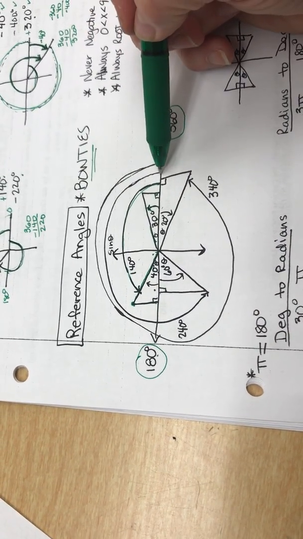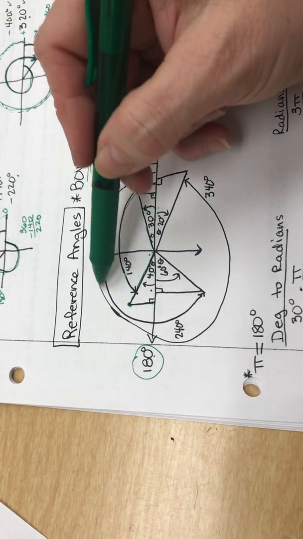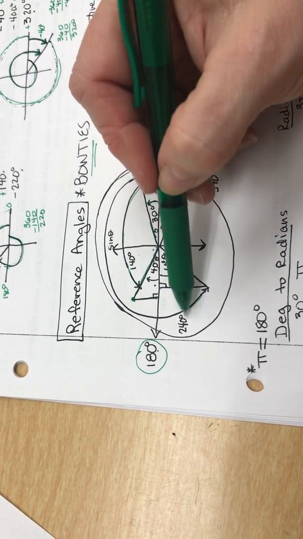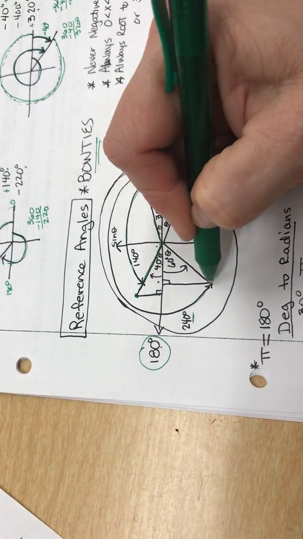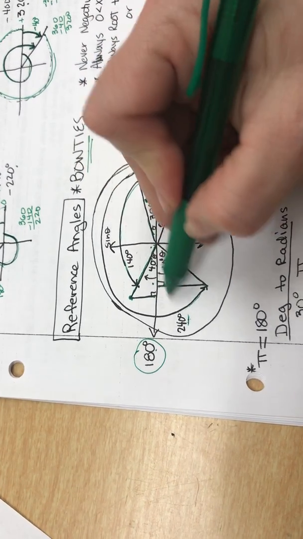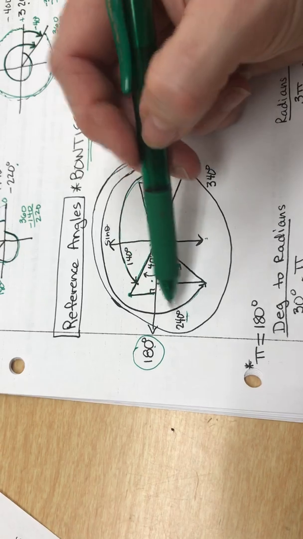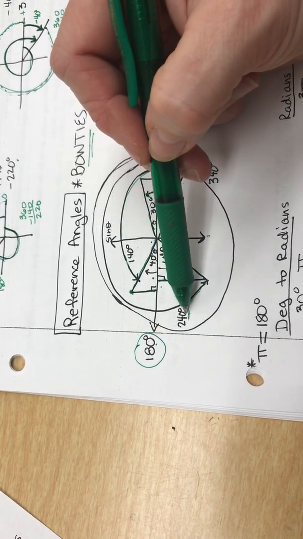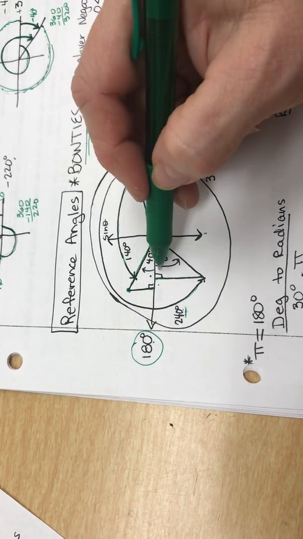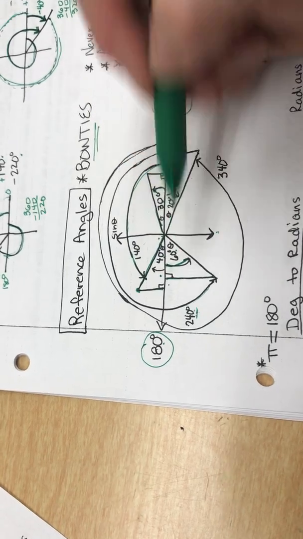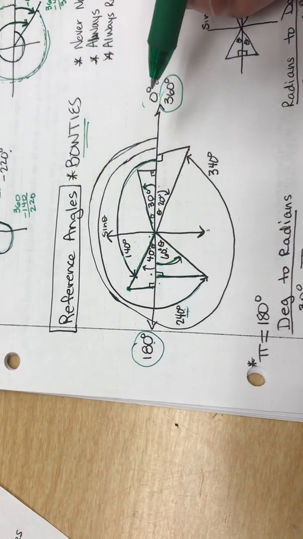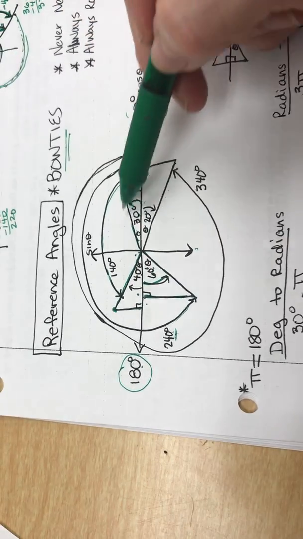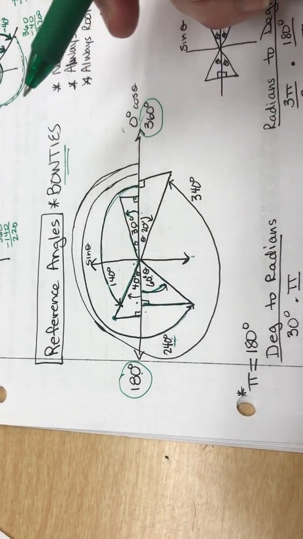If I were to start at the initial and go all the way around to 240 degrees, I don't ever root to this. I root back up to this 180. Well, what's the difference between 180 and 240 is 60 degrees. That means this little piece is 60 degrees. That's another reference angle. So I've drawn them all a little bit different sizes just to show you.